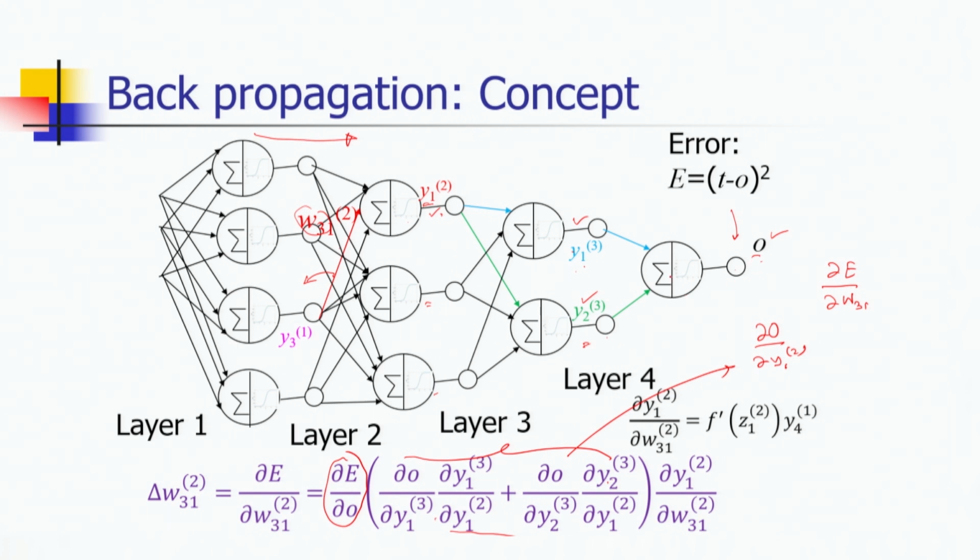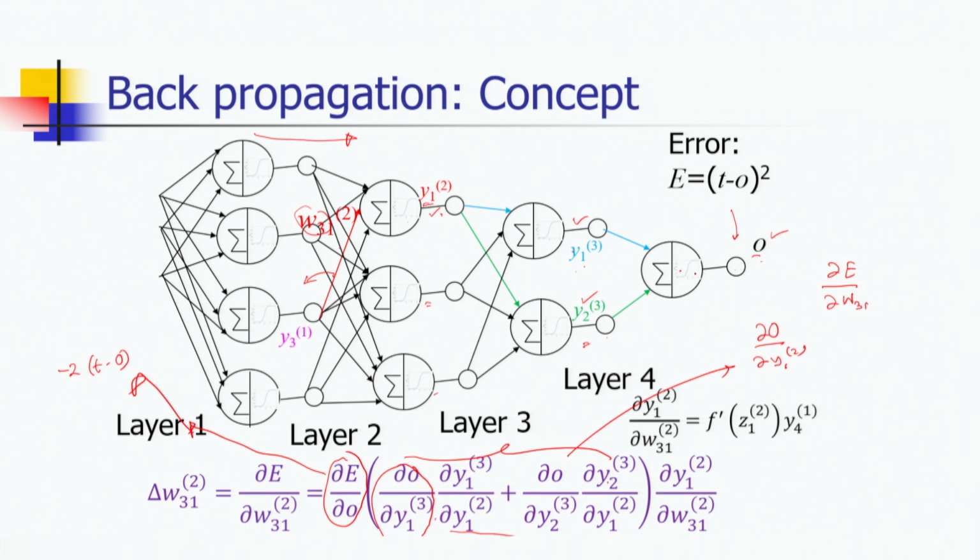So, if I assume that these are all sigmoid functions, and T and O are given, then at this point the derivative of E with respect to O, as I have shown, is -2 times (T minus O). What about the derivative of O with respect to Y13? That means this to this.